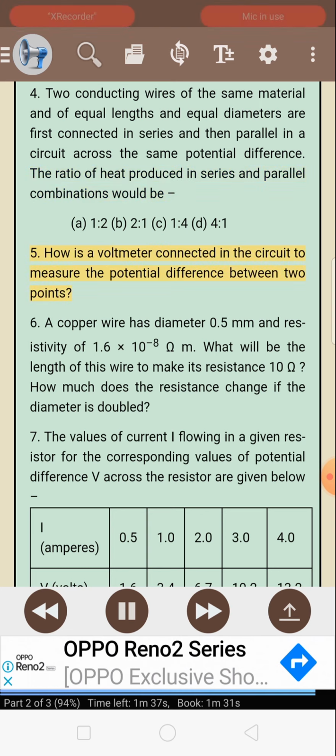6. A copper wire has diameter 0.5 millimeters and resistivity of 1.6 times 10^-8 ohm-meters. What will be the length of this wire to make its resistance 10 ohms? How much does the resistance change if the diameter is doubled?